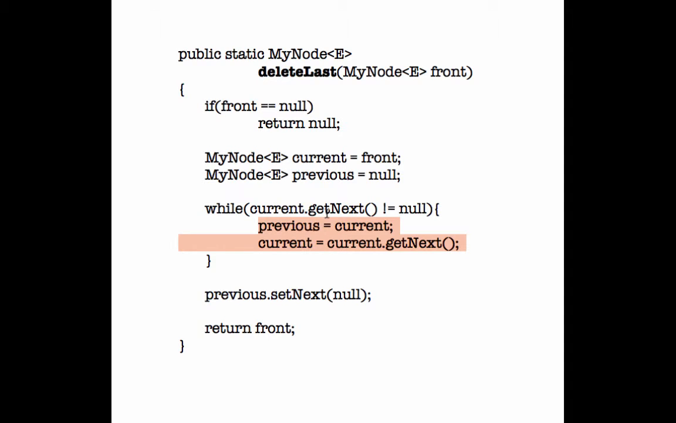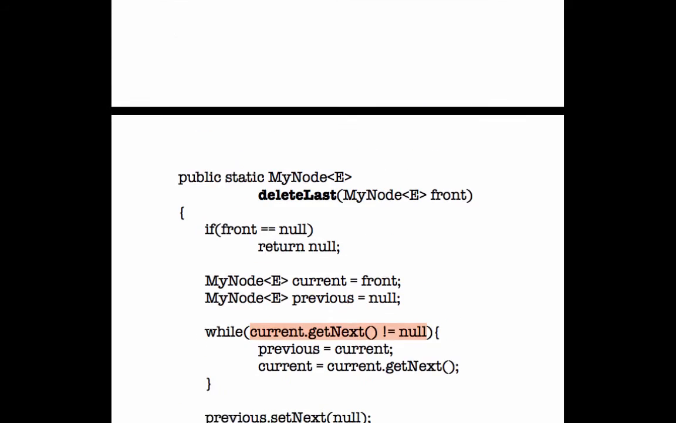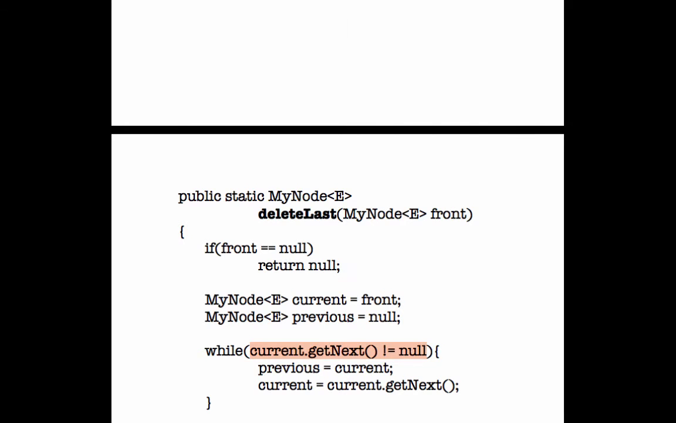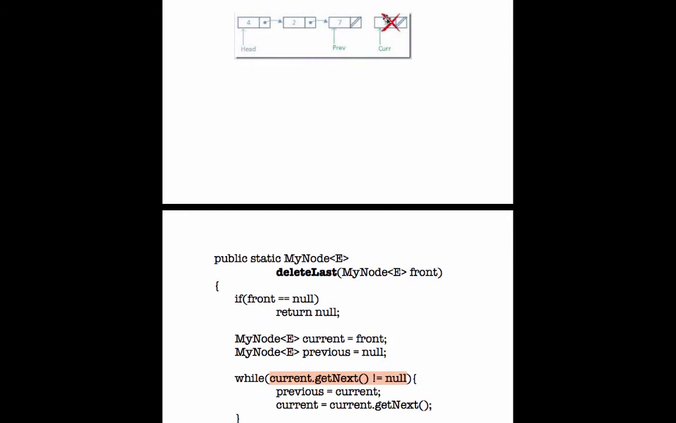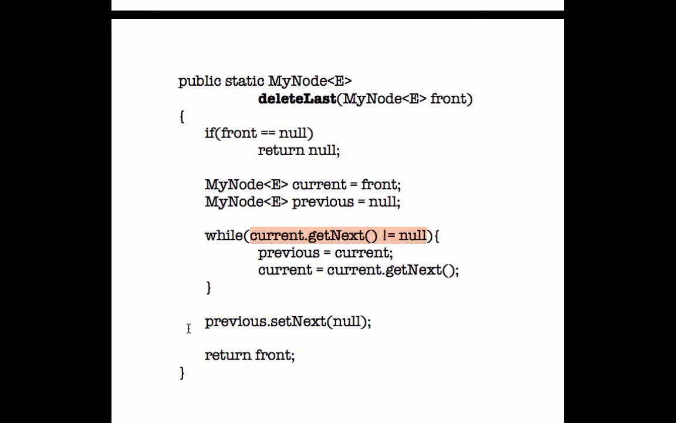So at the end, the loop will stop because this condition is false. That means that current is looking at the very last node and previous is looking at the next to the last one. So I have this picture. Current refers to the last one, previous to the next to the last one, and then all I have to do is take care of this field inside previous. And that's what this statement is doing. It's simply saying, okay, let's change the value of the next field inside previous to be null.